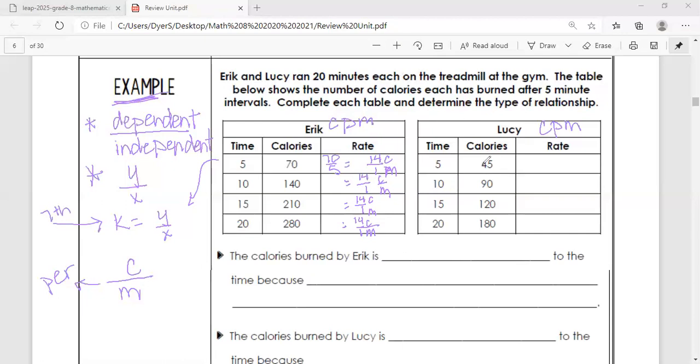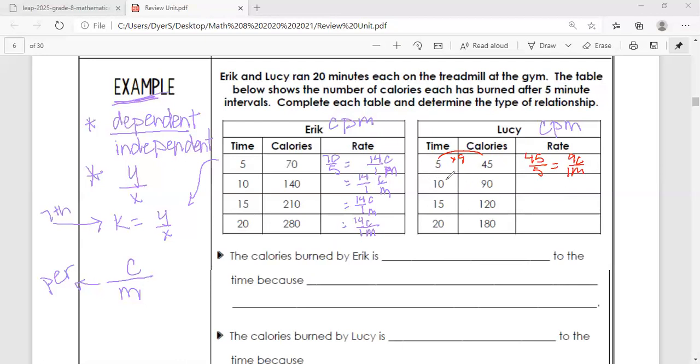And let's look at it a different way. So here we notice we can do 5 times what number to give us 45? Times 9. Okay, if we did our division problem, y divided by x, we would have 45 divided by 5, which is 9 calories per minute, per 1 minute.